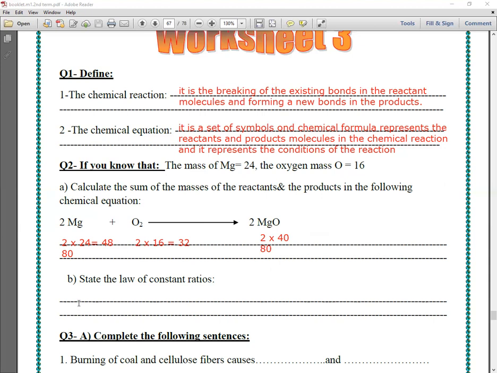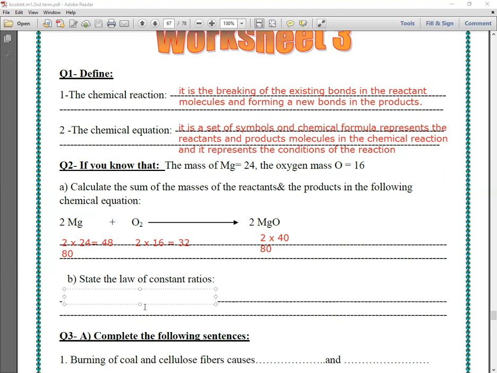What does it mean by the constant ratio? The constant ratio means that the chemical compound is produced from chemical combination of the atoms of 2 or more elements by constant weight ratio. Okay, let's start to answer the state of the law of constant ratios.